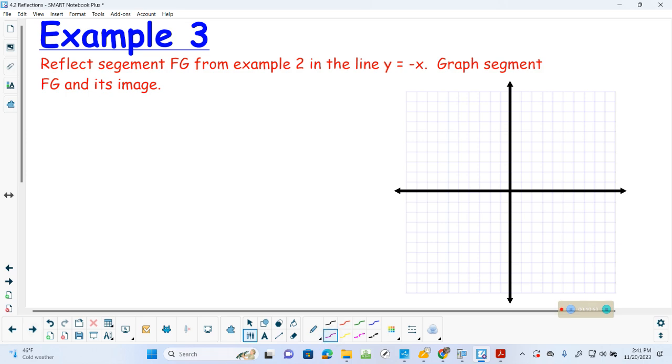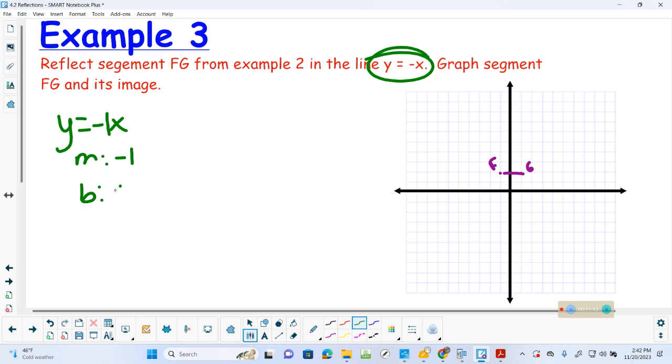So plot that original segment again. F was at -1, 2. And G was at 1, 2. So I'm just plotting that same original segment we just had. But now our line of reflection is this y equals negative x. So now our slope is changing to -1. So a little careful here when I plot this. For a -1 slope, now I'm going to go down 1, right 1, down 1, right 1. We know I can't draw, so I put a handful on here. Let's draw it.